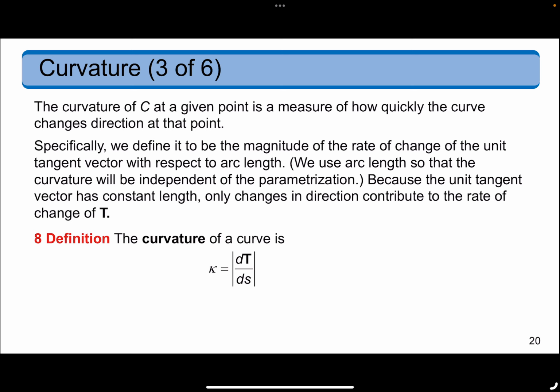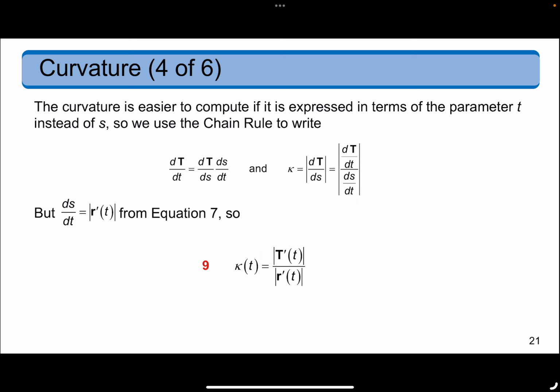Because the unit tangent vector has a constant length, only changes in direction contribute to the rate of change of T. So, the curvature kappa of the curve is given by the magnitude of the derivative of T with respect to s. The curvature is easier to compute if it is expressed in terms of the parameter t instead of s. So, we apply the chain rule. The derivative of T with respect to t is equal to dT over ds times ds over dt.